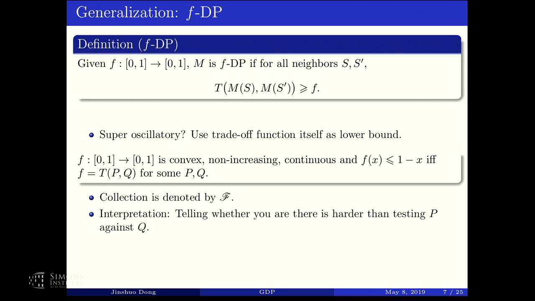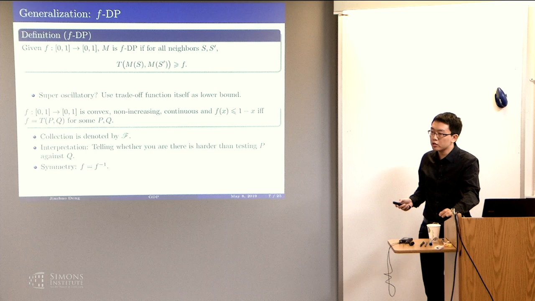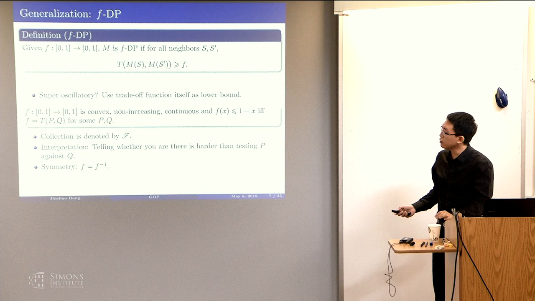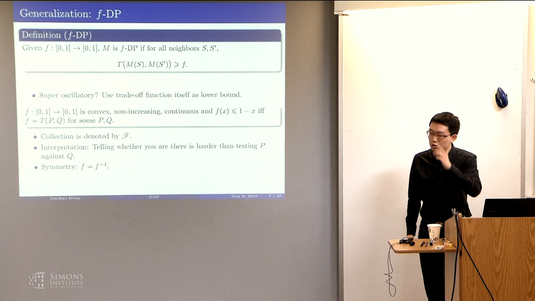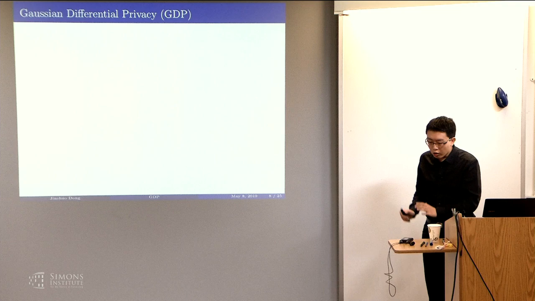Okay. And there's a little technical issue, and I want to review the symmetry between S and S prime, the thing I mentioned before. When you switch the type 1 and type 2 error, you get f inverse, right? So I'll just impose that f equals f inverse. Otherwise, I'll just take the max of f and f inverse so that it's really symmetric. So you can take that for granted. Okay, so these are all definitions. Before I make the first real point, let me at least tell you what the title means.